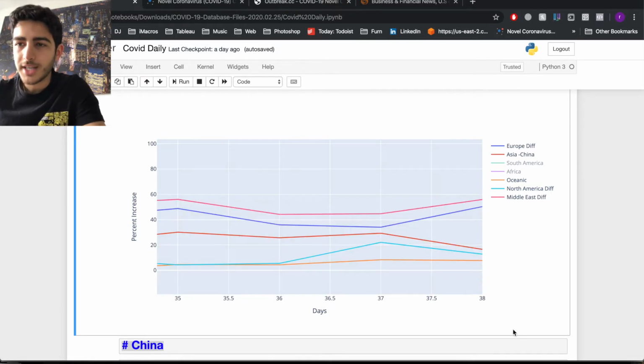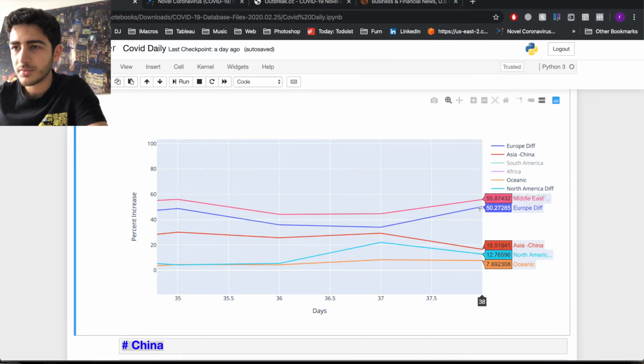So in the last few days, the percentage increases have gone up in Middle East and Europe, as I've suspected, but have gone down in Asia, North America, and have stabilized in the oceanic countries. What I've suspected in Middle East and in Europe is that this is not taken very seriously. It's seen as something very minute and not important. So little restrictions are taking place.